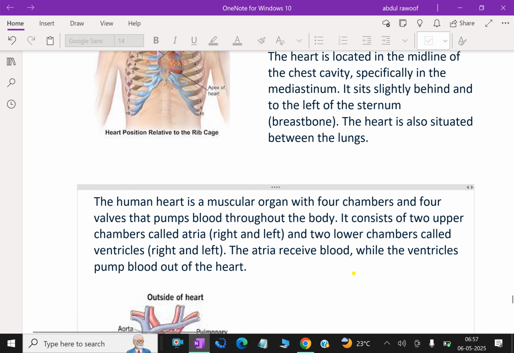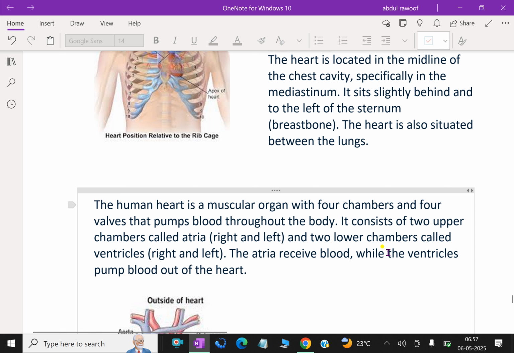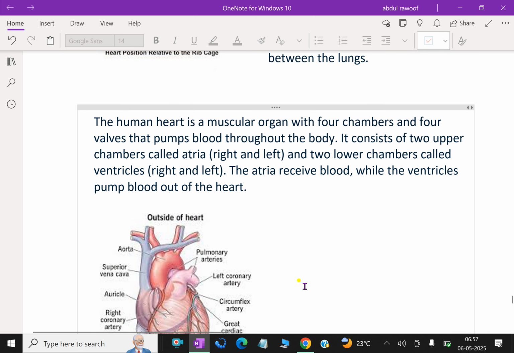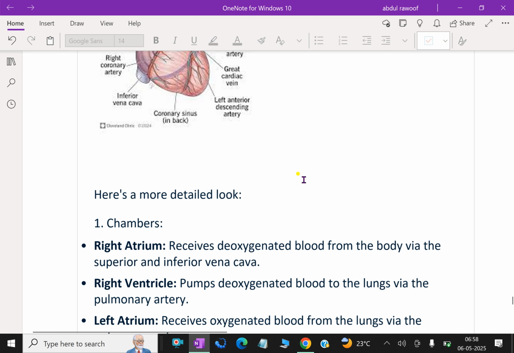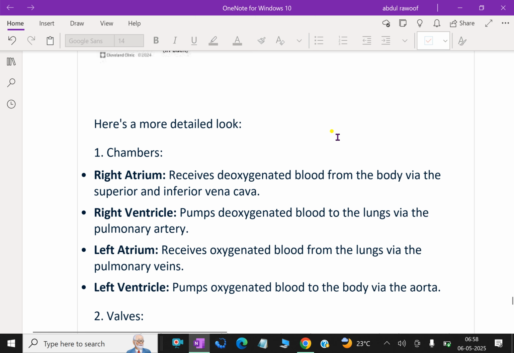A human heart is a muscular organ with 4 chambers and 4 valves that pumps blood through the body. It consists of 2 upper chambers called atria, right and left, and 2 lower chambers called ventricles, right and left. The atria receive blood while the ventricles pump blood out of the heart. Let us look at more details.